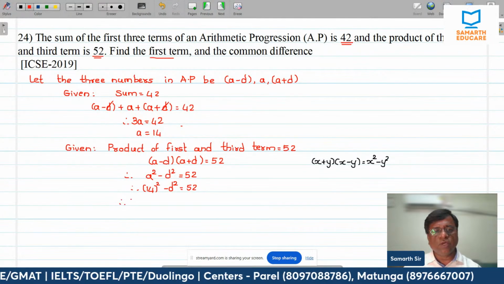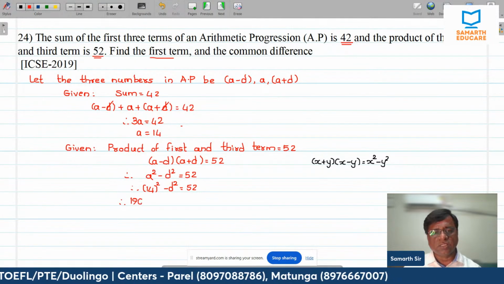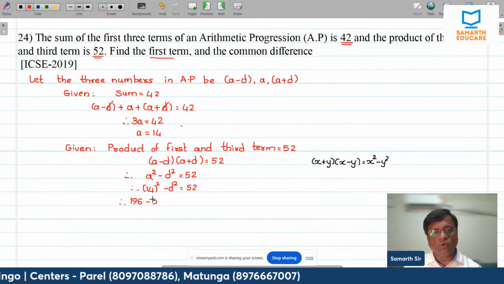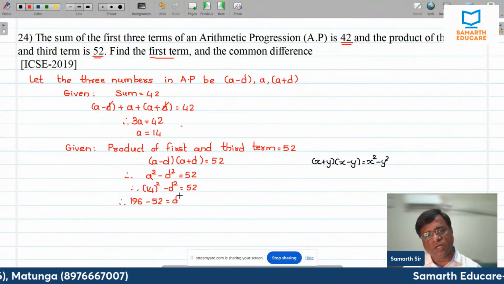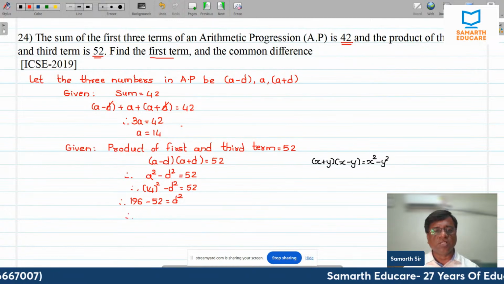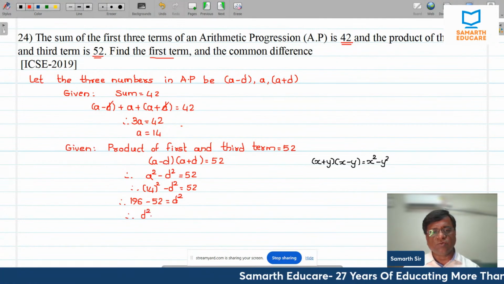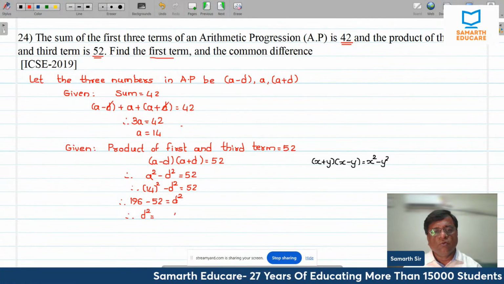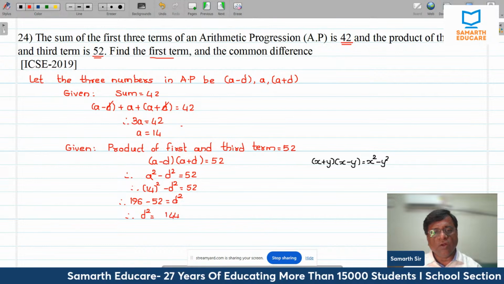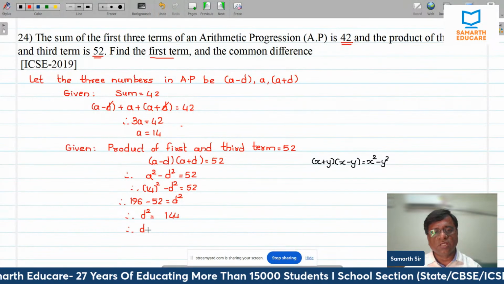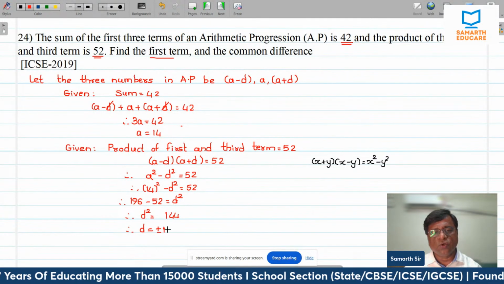So 14 square is 196. I'm taking that 52 on the left hand side, it becomes minus 52. I'm taking the d square term on the right hand side, it becomes plus d square. So the value of d square here is 144. That means the value of d is plus or minus 12.